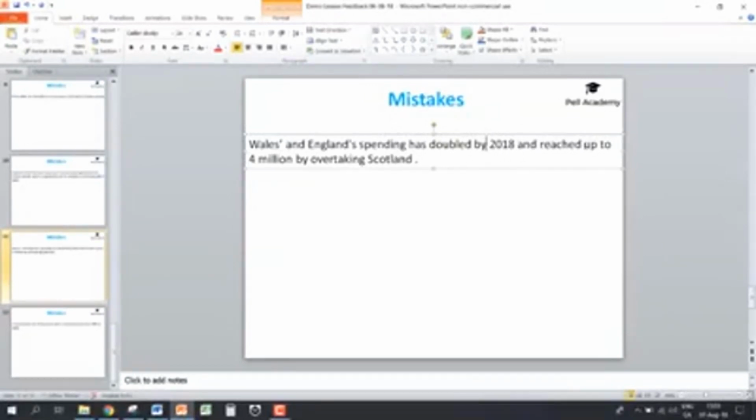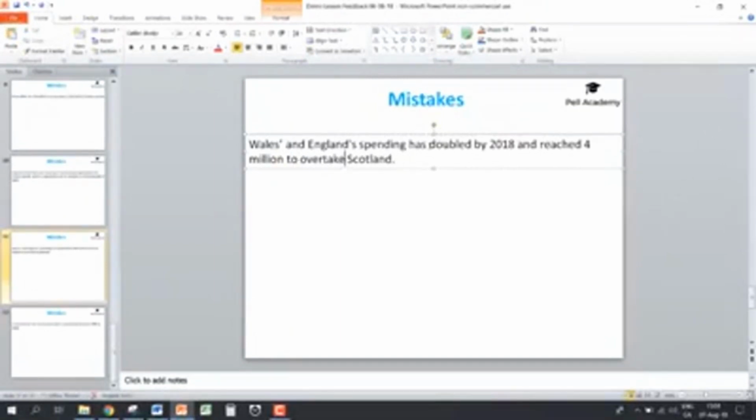Now, reached up to is an approximation, so it's not exact. So again, we don't use the preposition, so let's just make it grammatically correct first and then talk about the other mistakes. So, and reach 4 million by overtaking Scotland. And there shouldn't be a space between the last word and the full stop, so the full stop comes immediately there. So here the implication is the reason that England and Wales are at 4 million is that they overtook Scotland, but that isn't the reason. So it has doubled by 2018 and reached 4 million to overtake Scotland.